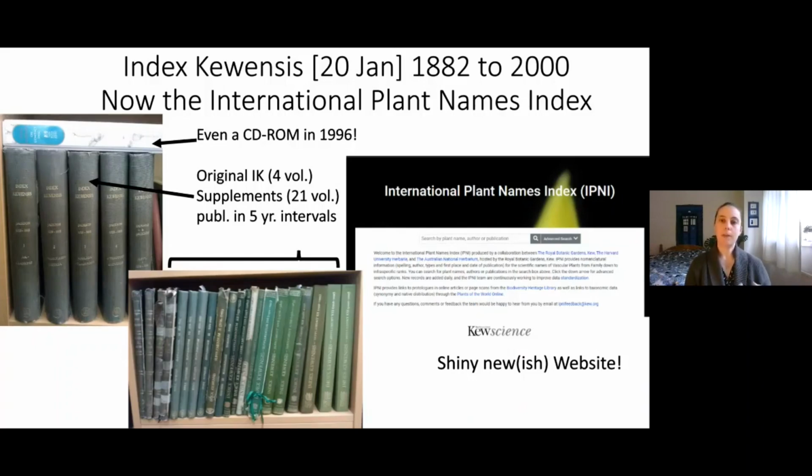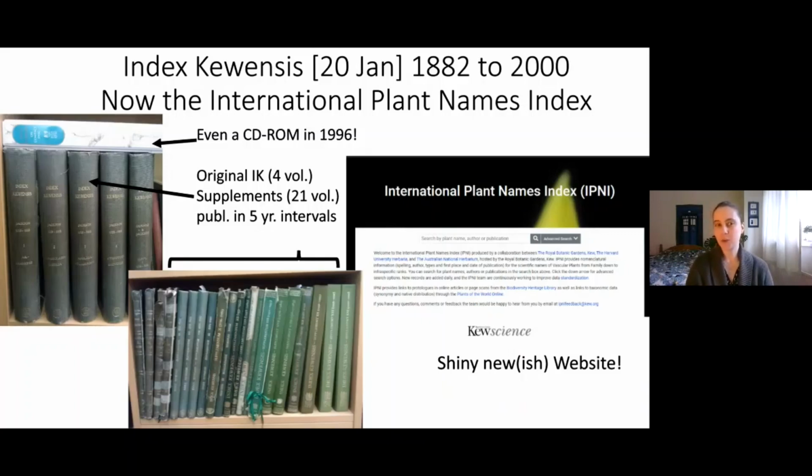And at that point, the Index Kewensis database plus Harvard's name database and an Australian database were all joined up together into an online searchable database. So that's the image on the right here, International Plant Names Index, or IPNI. And the website is not so new anymore, although in the context of the history of this from 1882, it's still quite new.